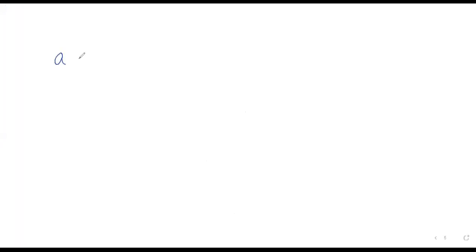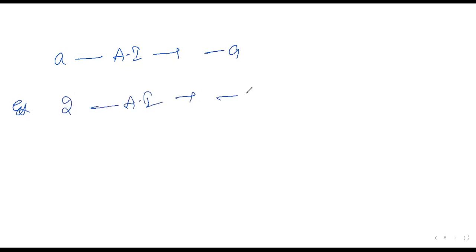Let me try one more question for your understanding. If a is a number, the additive inverse of the number is minus a. Example, for 2, the additive inverse is minus 2. If it is minus 3, what is the additive inverse of minus 3? Minus of minus 3 becomes plus 3. Okay.